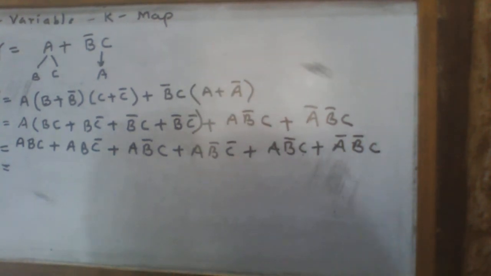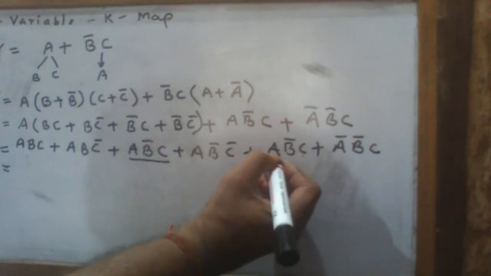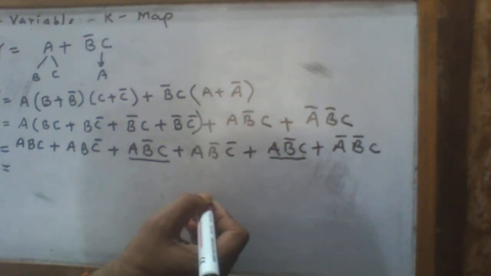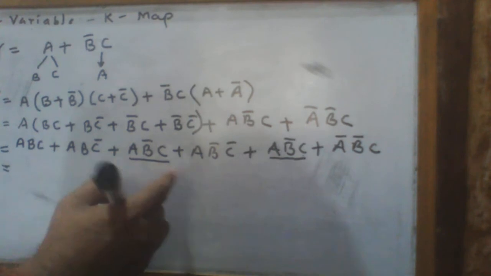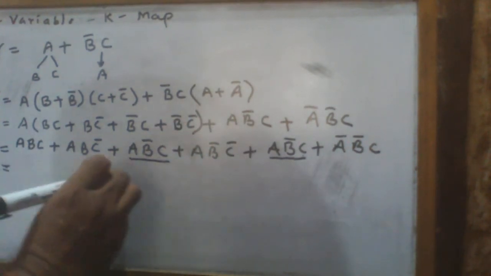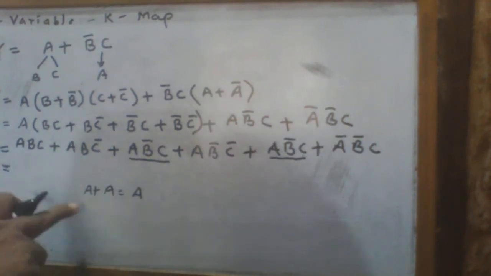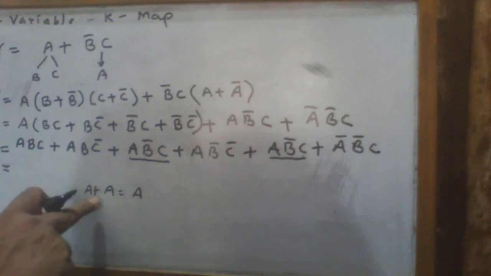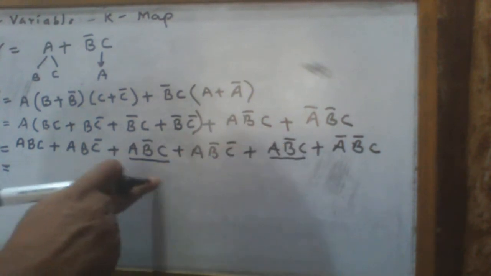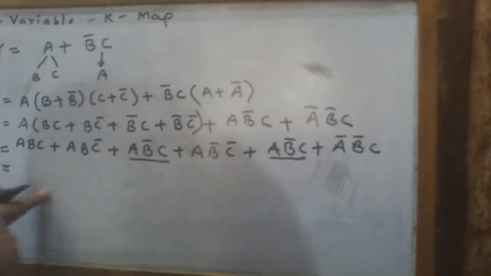Which terms are common in this equation? Common terms are nothing but the repeated terms. These are the repeated terms, A B bar C, here also A B bar C. Write the repeated terms once only. Why? Because we know that A plus A is equal to A, AB plus AB is equal to AB. Therefore, ABC plus ABC is equal to ABC. Therefore, we will write the repeated terms once only.